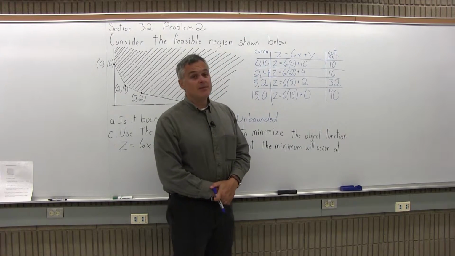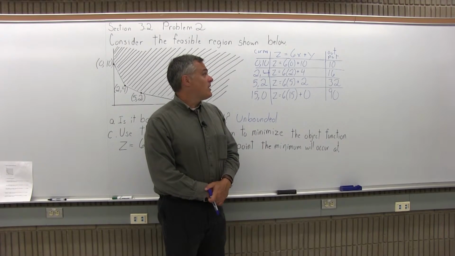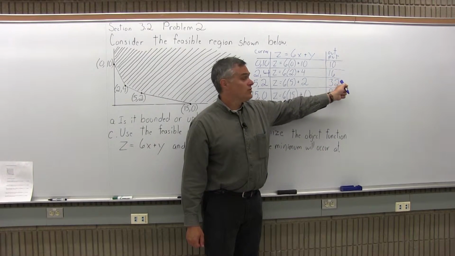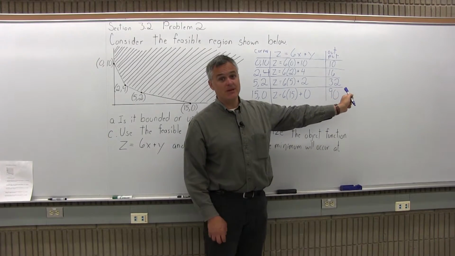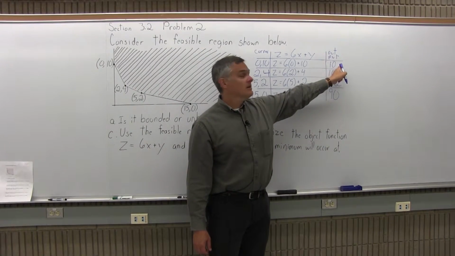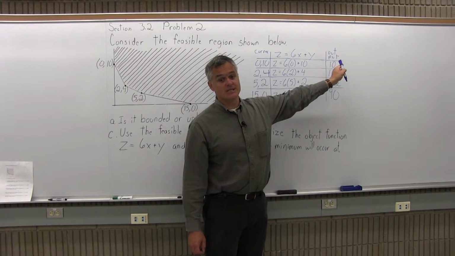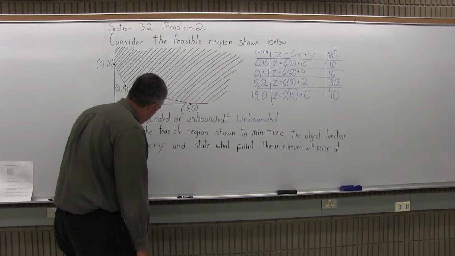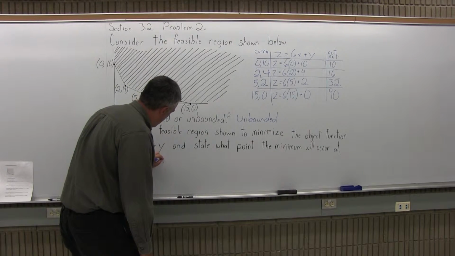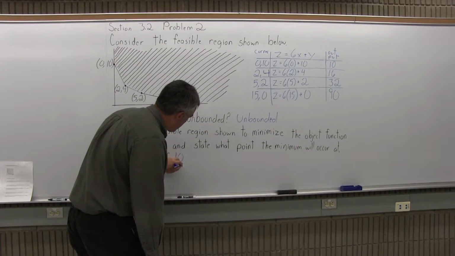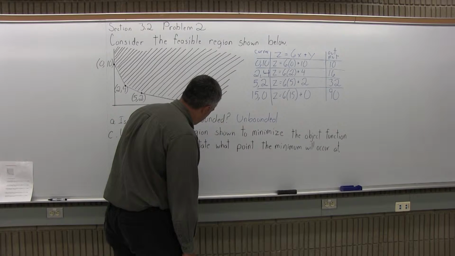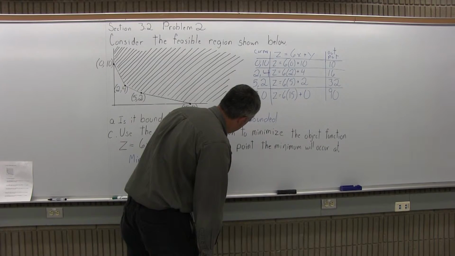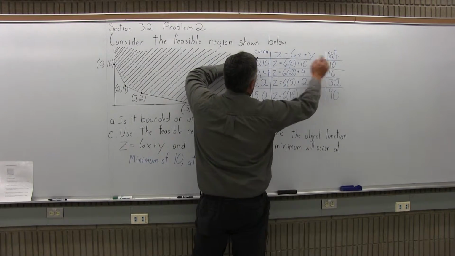So now we want to minimize the object function. For part C, our possible answers are 10, 16, 32, or 90. And again, if we want to minimize the output, the minimum output we're getting is 10 with this object function of 6x plus y. So the answer to the minimum, I'll put minimum of 10. And again, we have to say which point gives us a 10. So minimum of 10 at the point, so that output of 10 came from the point 0, 10.